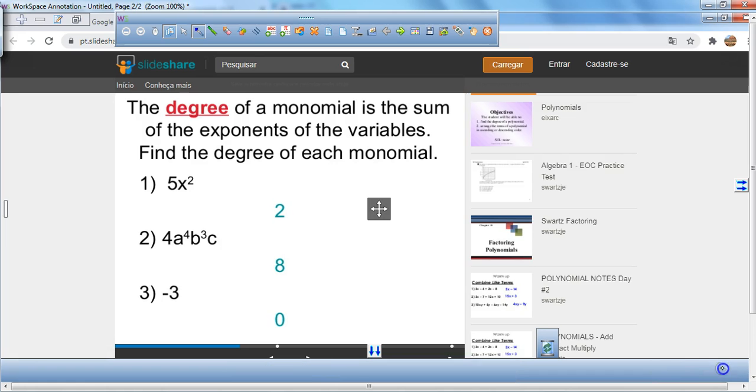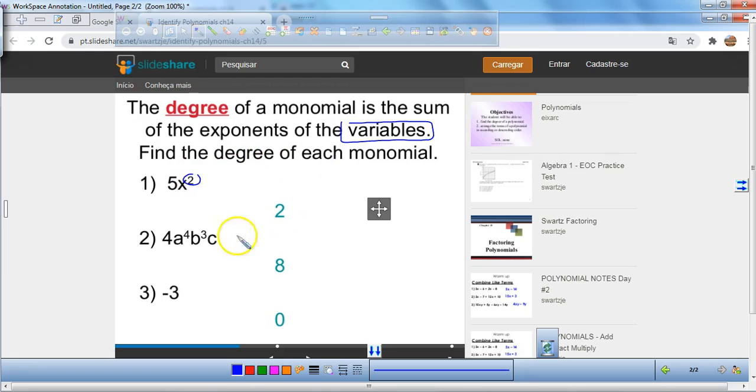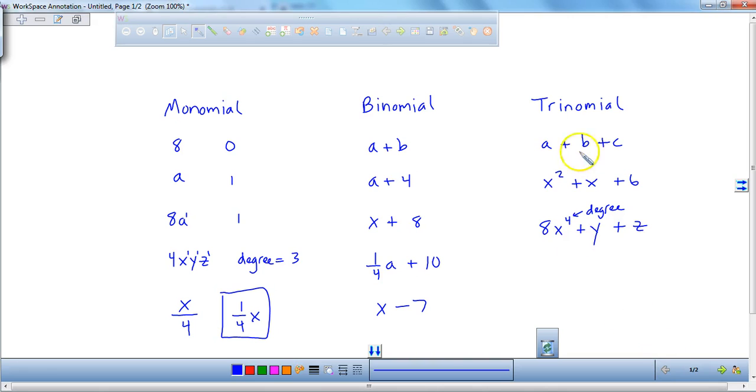Okay, so let me look real quick. Alright, so the degree of a monomial is the sum of the exponents of the variables. So to find this right here, you look for the 2, you add 4 plus 3 plus 1, and that gets you 8. And here there's no variables, that has a degree of 0. So make sure you know the difference between the degree of a monomial and the degree of a polynomial, which is just the highest degree.